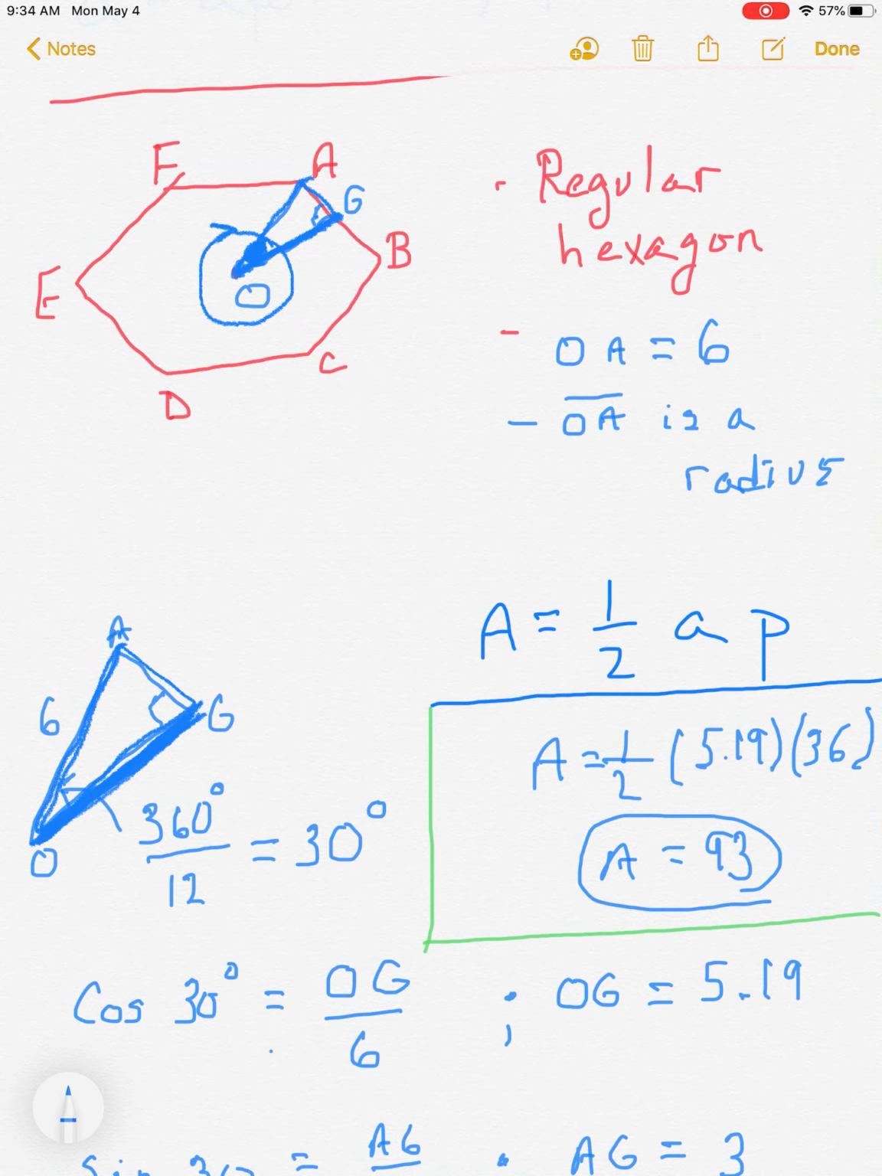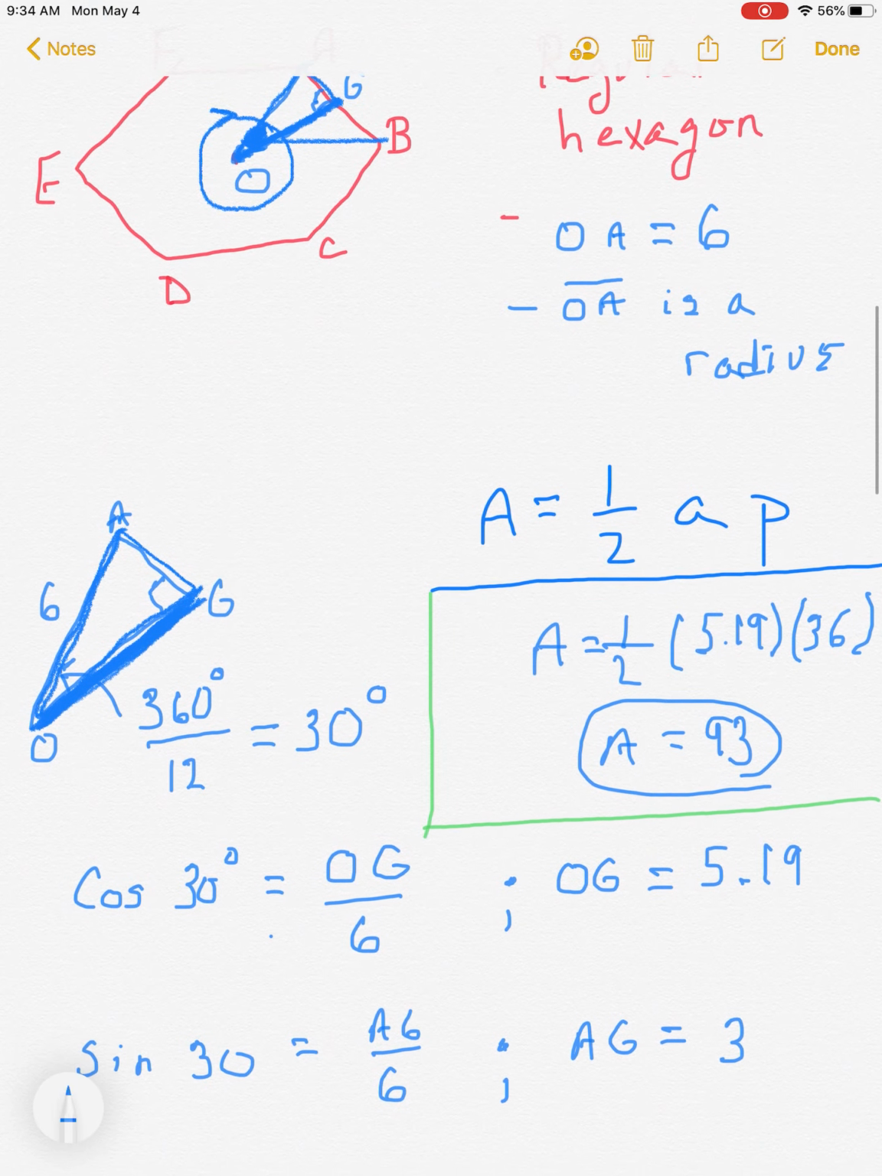Why 1/12? Well, there are 6 sides. Each central angle is 1/6. So, for example, central angle AOB is 1/6 of 360. So half of that, AOG, is 1/12 of 360. So I know that that angle in the center there is a 30-degree angle.